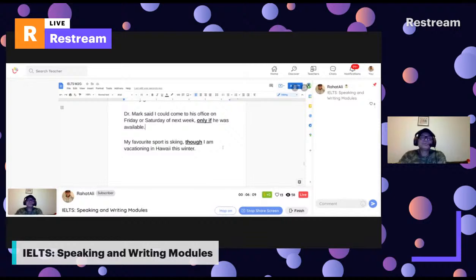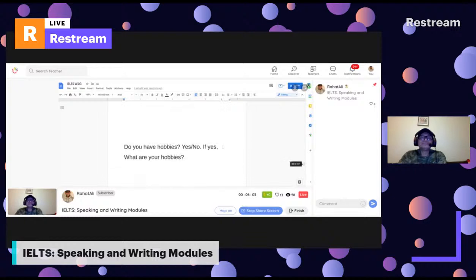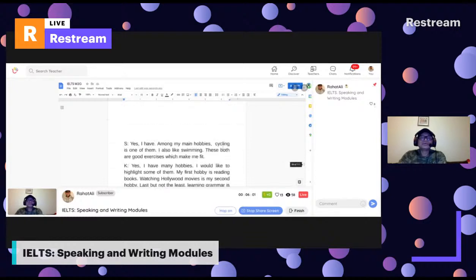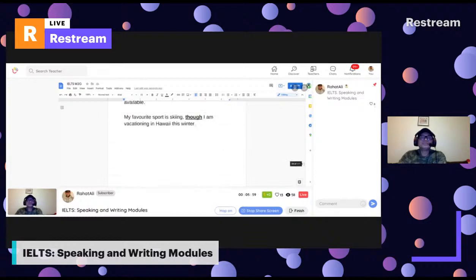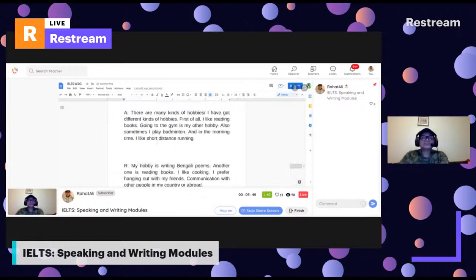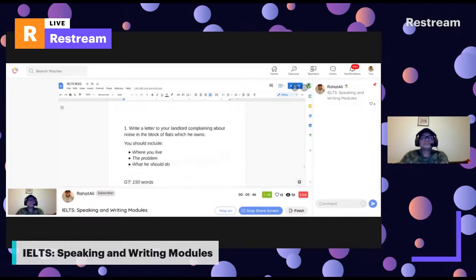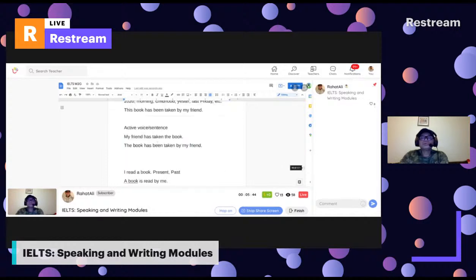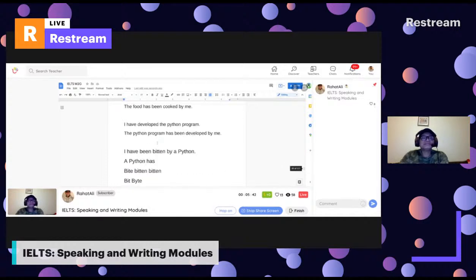Okay, my favorite sport is skiing, though I'm vacationing in Hawaii this winter. Okay. So these are the examples, guys. Compound sentence. Okay. These are other real life examples.